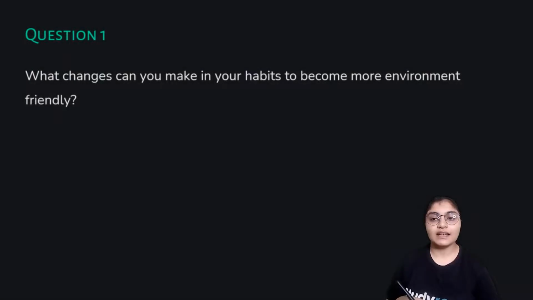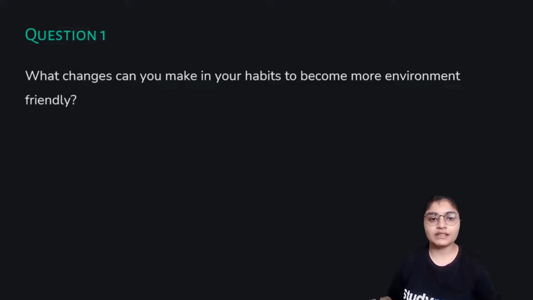Now we'll discuss the in-text questions. What changes can you make in your habits to become more environment friendly? Of course, we need to make changes in our day-to-day lives. And what changes can we make? There are certain very simple changes you can add on your own.